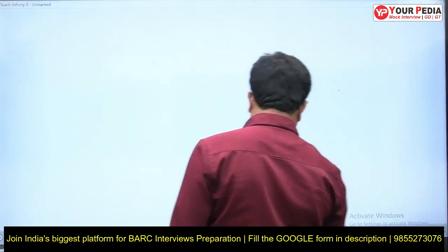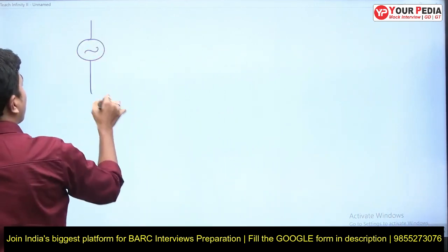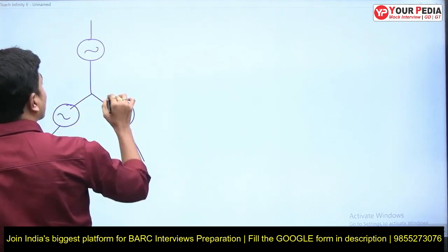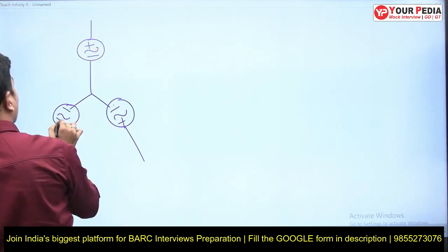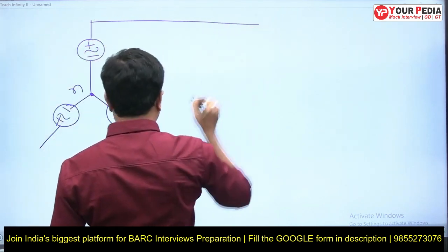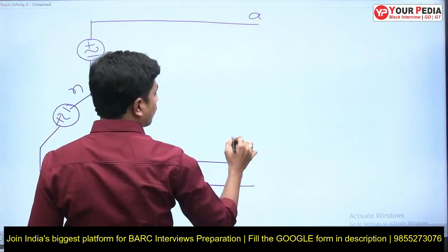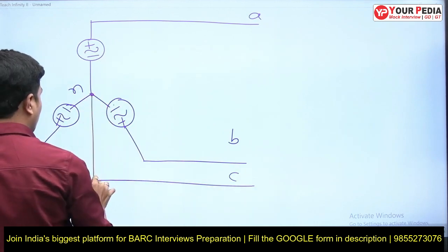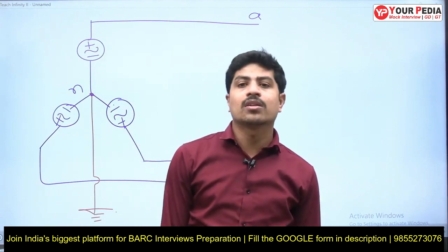Let me take the LLG fault. Let me draw the diagram once again. This is EA, this is EB, this is EC, with polarities minus plus, plus minus, minus plus, and this is the neutral of A, this is B, and this is C. The neutral of the generator is connected to ground. I'm showing here solid grounding.